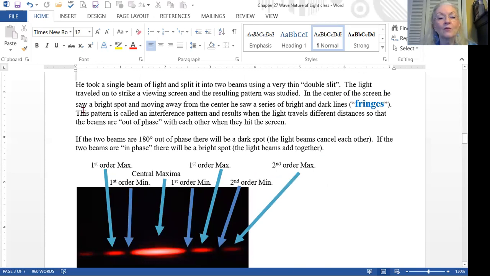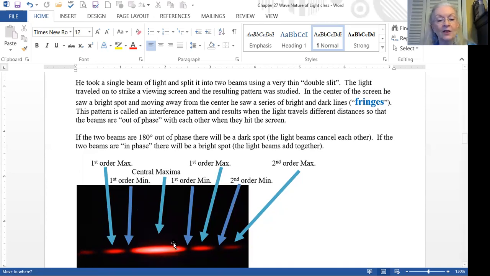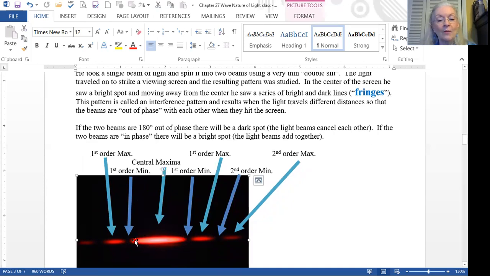So we have a series of bright and dark spots. When they're in phase, we get bright spots. When they're out of phase, we get dark spots. So you will see this in lab. We will have both a red and a green laser. So in the center of our pattern will always be the brightest spot. That is something called the central maxima. The central maxima is in the middle.